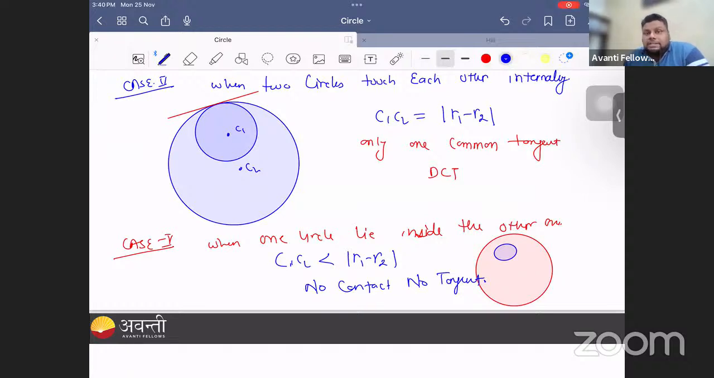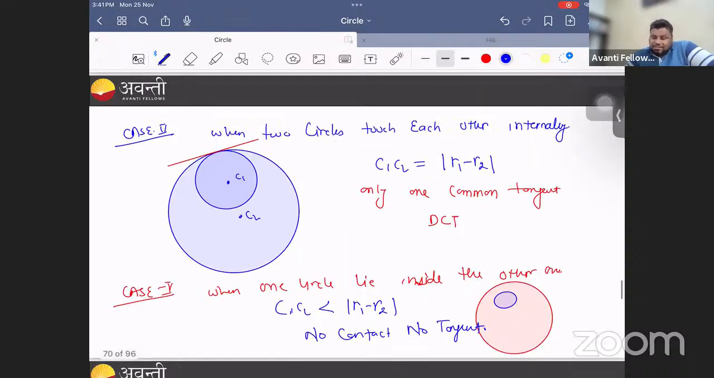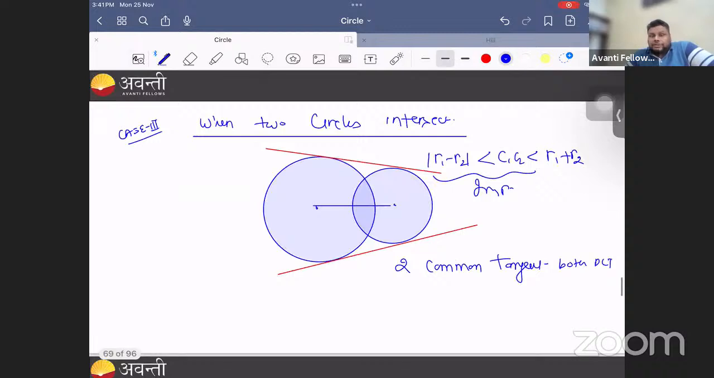And now you realize in these 5 cases, there are 5 different situations. And every situation has a different number of common tangents: 4, 3, 2, 1, 0, like this. Got it? So if somebody asks me that 2 circles are such that they have exactly 2 common tangents, that means they are intersecting each other at 2 distinct points. Got it? So this is how we do this thing.